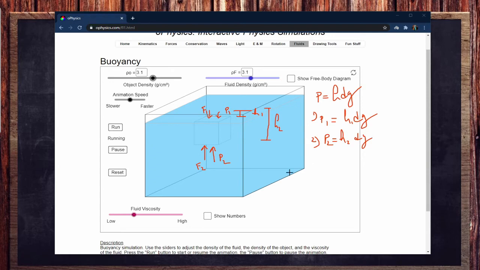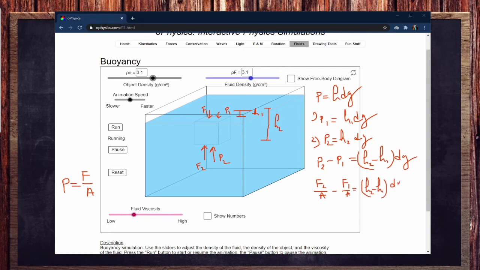What is the change of pressure? Now which one is greater? As the body is getting a little bit of flotation inside that fluid, obviously P2 is able to take it up. So P2 is greater, and P2 minus P1 is equal to (h2 minus h1) d g. All of us know that pressure is equal to force by area. So instead of P, we can write F2 by A for P2, and F1 by A for P1, equal to (h2 minus h1) times d g. Finally, what is the change of force? F2 minus F1 is equal to (h2 minus h1) A d g.